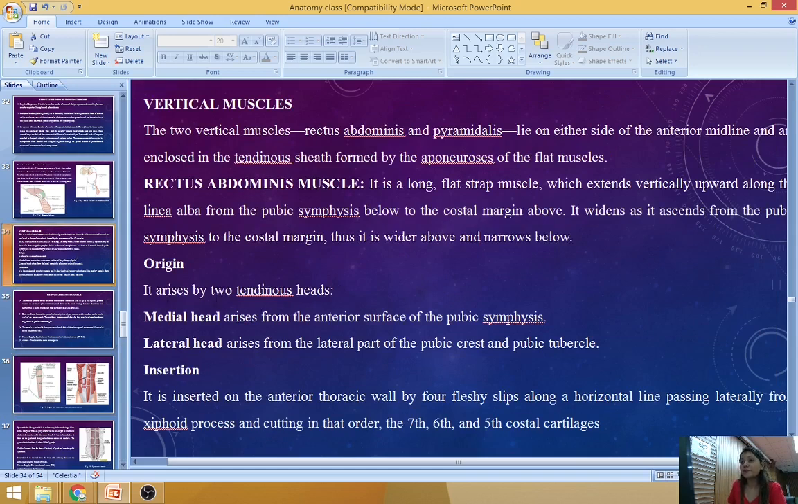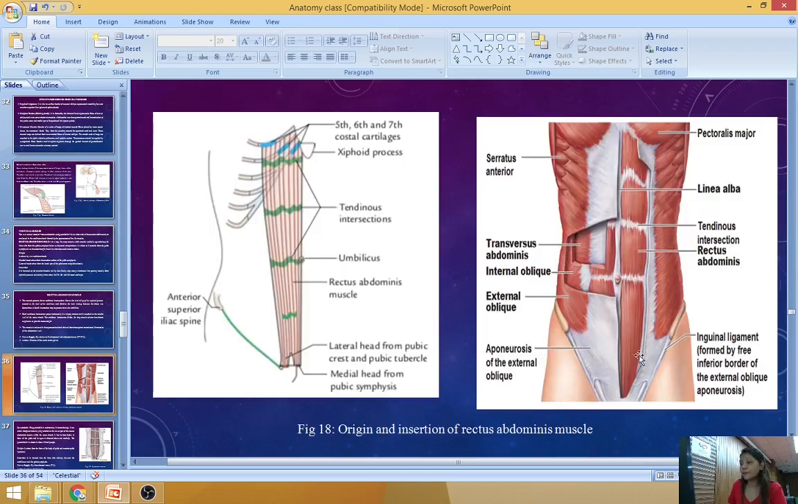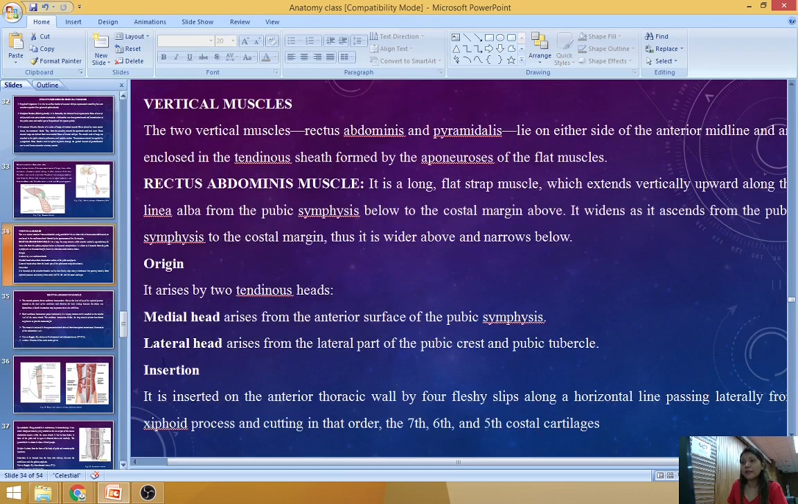The origin is by two tendinous heads. We have a medial head and a lateral head. The medial head arises from the anterior surface of the pubic symphysis, and the lateral head arises from the lateral part of the pubic crest and pubic tubercle. So you have the pubic symphysis here. The medial head is from the middle part of the pubic symphysis, the lateral head from the lateral part of the pubic crest and pubic tubercle. So this is the origin. We have two origins, the medial head and the lateral head.